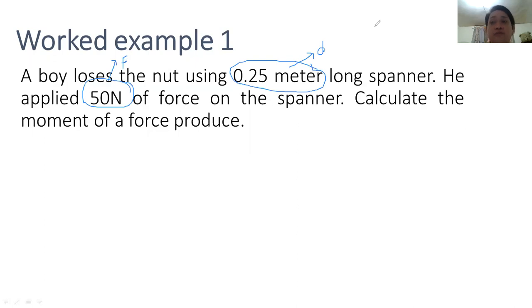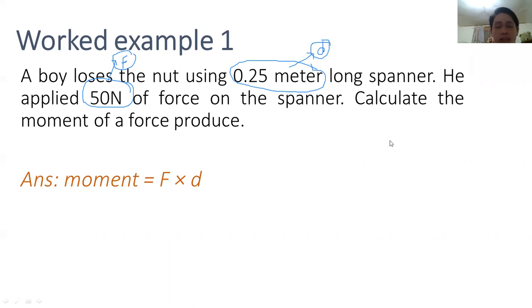That's why the unit is very helpful for us to identify the given and also for us to solve the problem easily. Okay, now we can calculate the moment of a force since we already identified the given. We will use the formula: moment is equal to force times D. Again, moment is equal to F times D. As you can see, we identified the value of your F, 50 N, and your D, 0.25 meter.